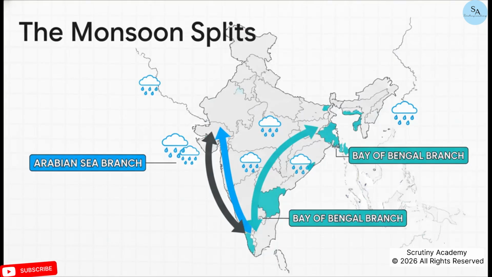Okay, keyword alert. This is one of those things you have to mention for full marks. When these monsoon winds hit the southern tip of India, they don't stay as one. They split into 2 separate branches. You've got the Arabian Sea branch, which slams into the west coast, and then the Bay of Bengal branch, which swings around to drench northeast India and the Ganga Plains.